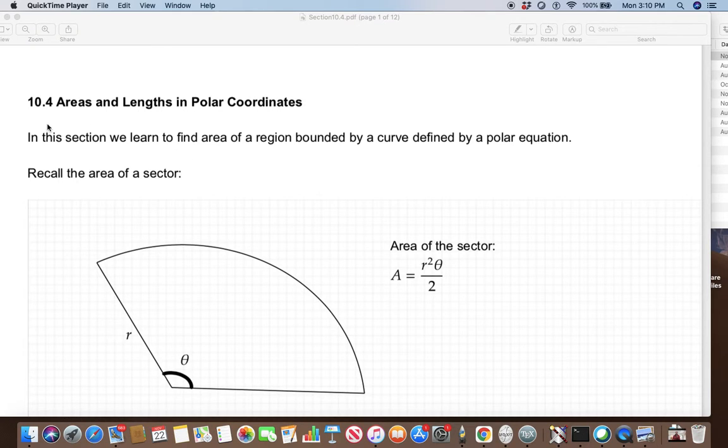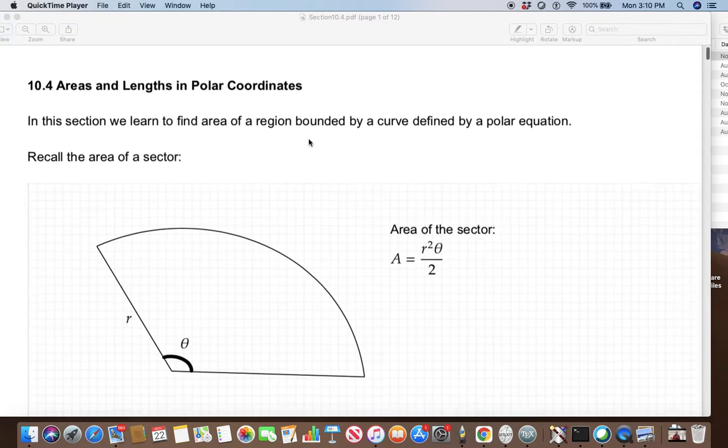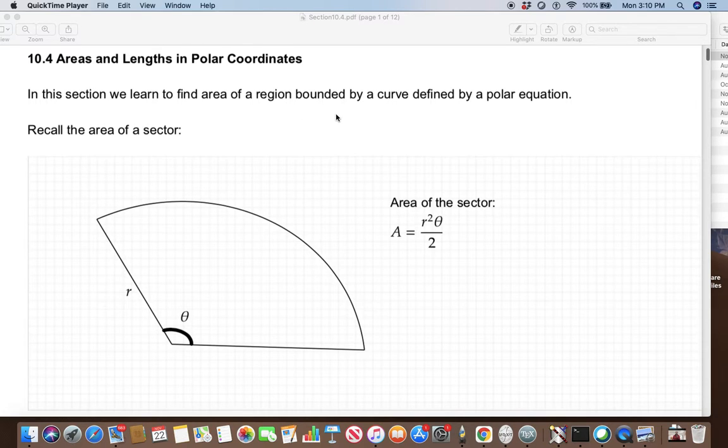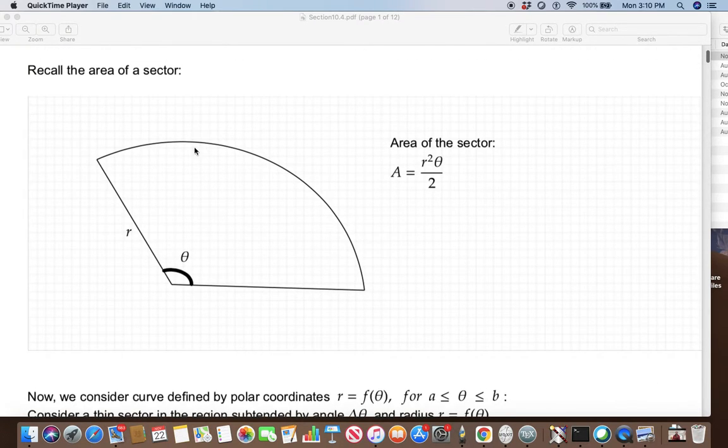Welcome back. Section 10.4, Areas and Lengths in Polar Coordinates. In this section, we learn to find the area of a region bounded by a curve defined by a polar equation. Let's recall the area of this sector.